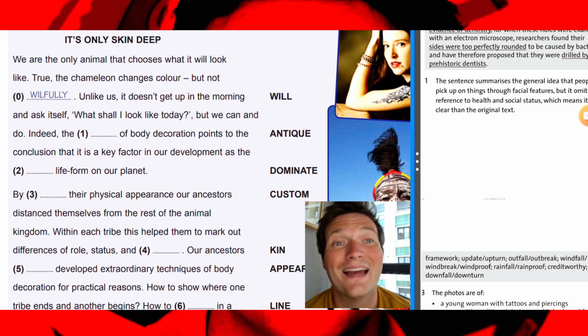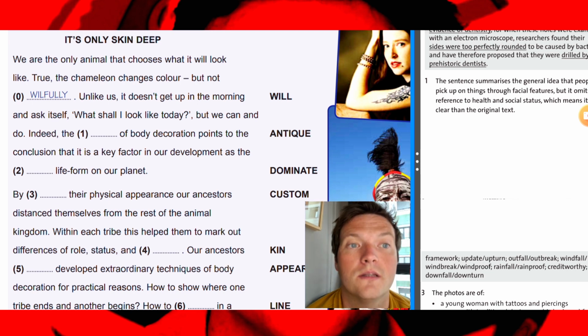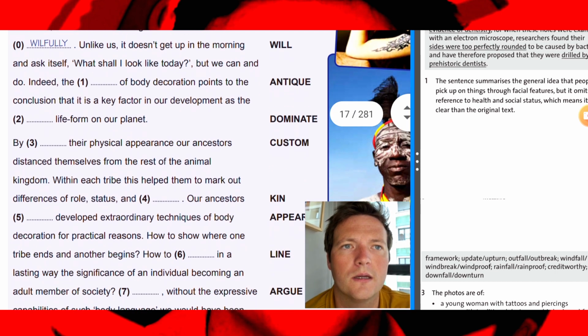So I think the antiquity, the age, the antiquity of body decoration points to the conclusion key factor in our development as the dominant life form on our planet, I would say. I'm going to check the answers at the end, but I think so, yeah. Antiquity, dominant. Yeah, I think that's clear.